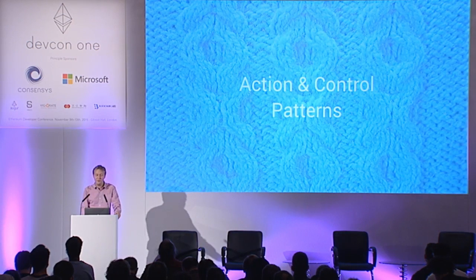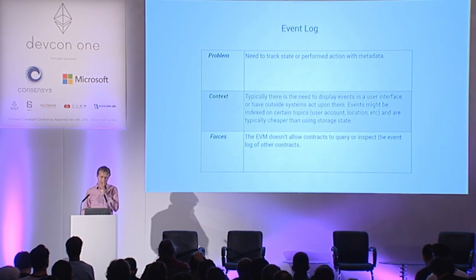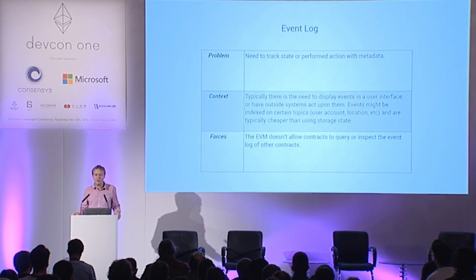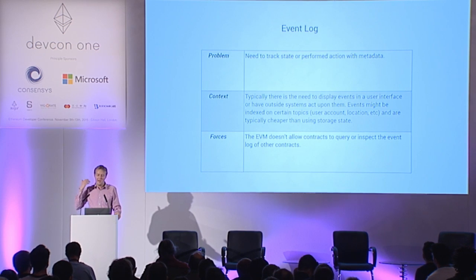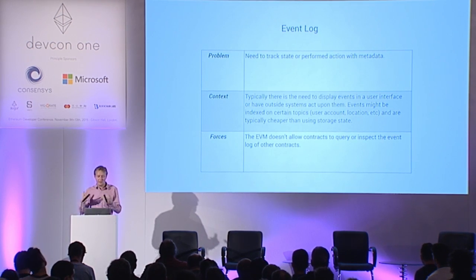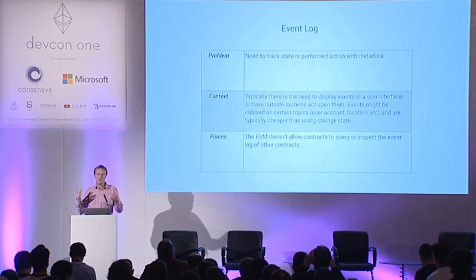So the third and final group that we have seen are these action-related patterns. Event log, so it's a feature of the EVM itself. You can emit events and they will be persisted on the blockchain, and you can use them to track state or to track when some kind of action happens and have the outside respond to it.